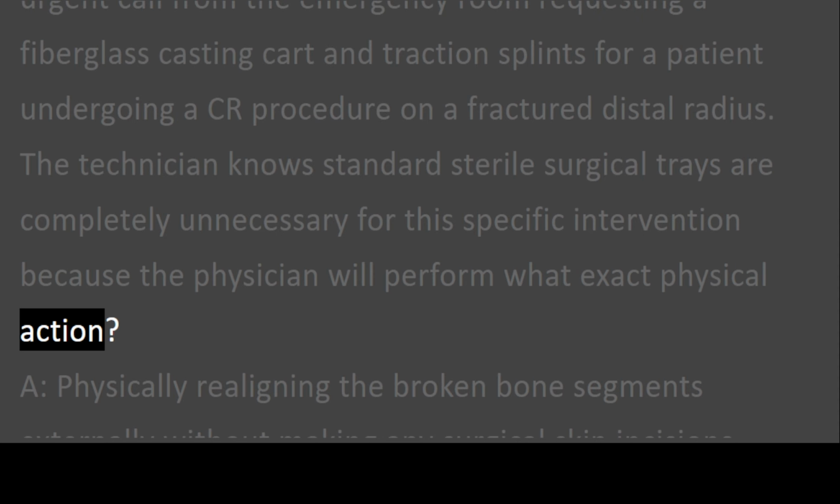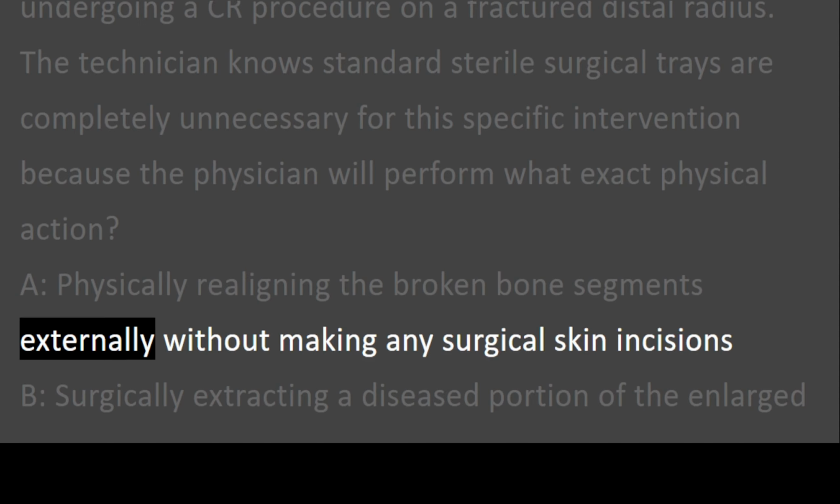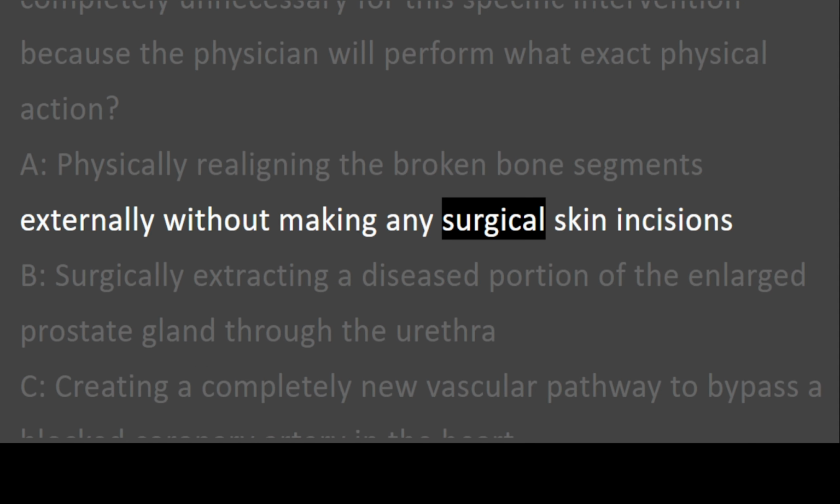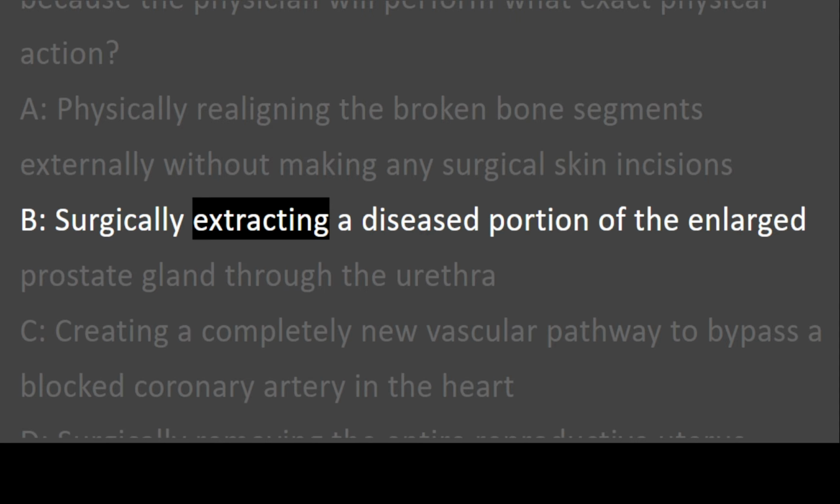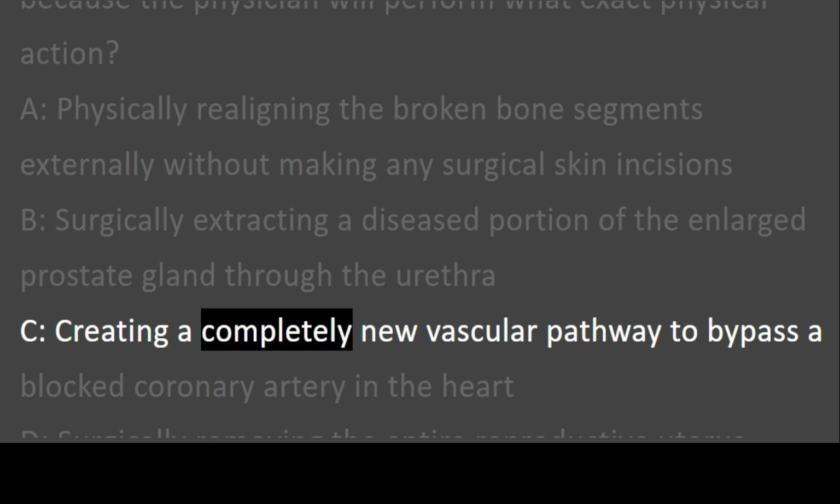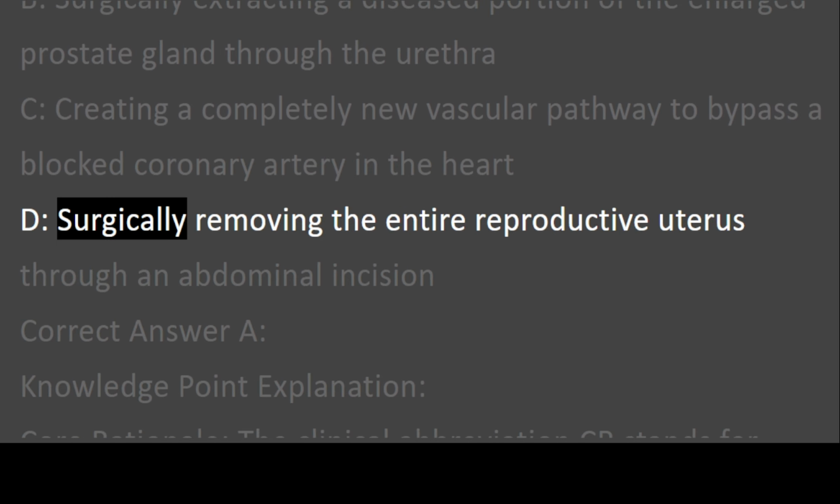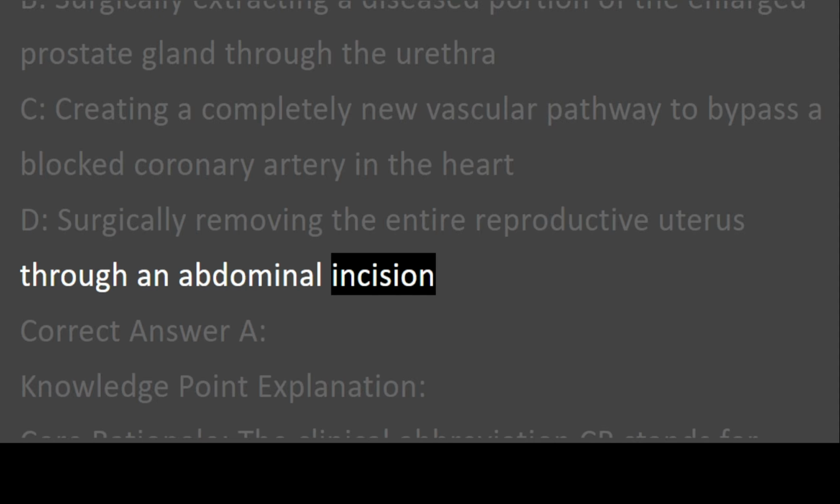A. Physically realigning the broken bone segments externally without making any surgical skin incisions. B. Surgically extracting a diseased portion of the enlarged prostate gland through the urethra. C. Creating a completely new vascular pathway to bypass a blocked coronary artery in the heart. D. Surgically removing the entire reproductive uterus through an abdominal incision.